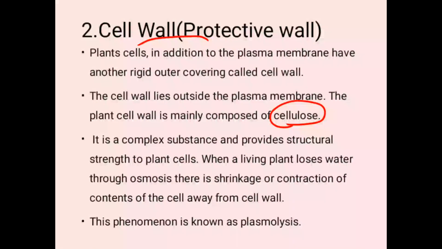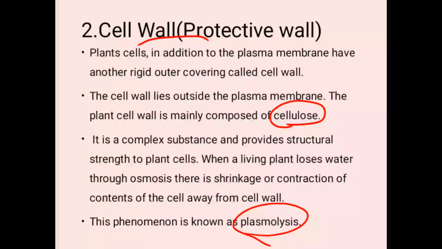To prevent the loss of water in plants, the cell wall gives support to the plant in a good manner. In case the cell loses the water, what will happen? The process of plasmolysis will happen. What is meant by plasmolysis?